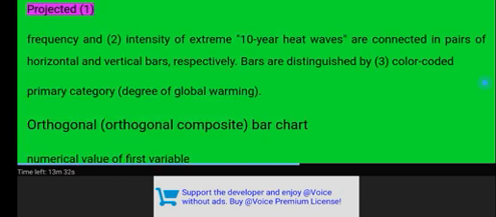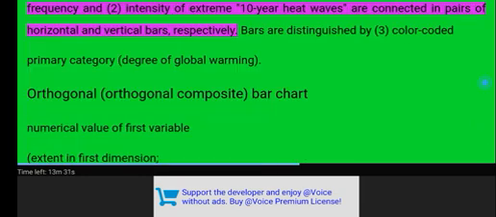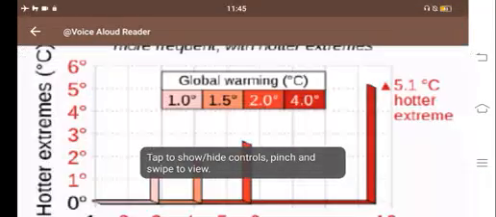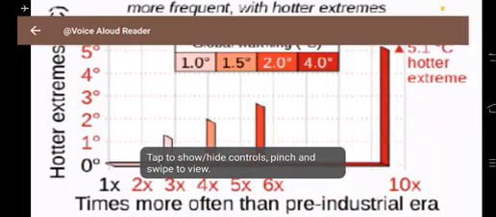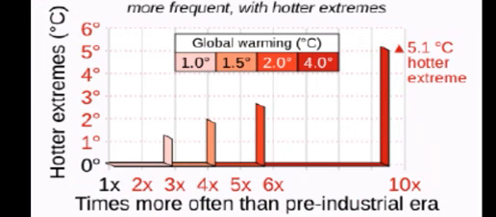Techniques. Projected 1. Frequency and 2. Intensity of extreme, 10-year heat waves are connected in pairs of horizontal and vertical bars, respectively. Bars are distinguished by 3. Color-coded primary category: degree of global warming.